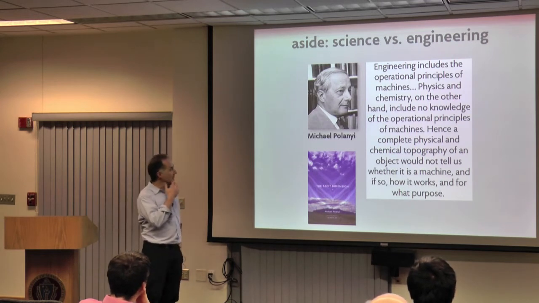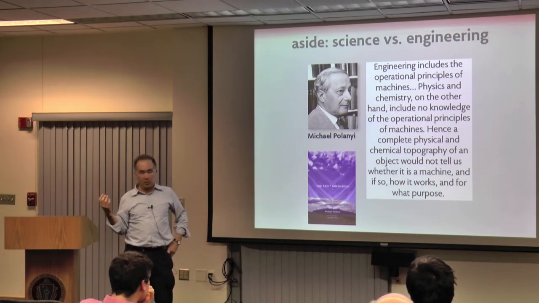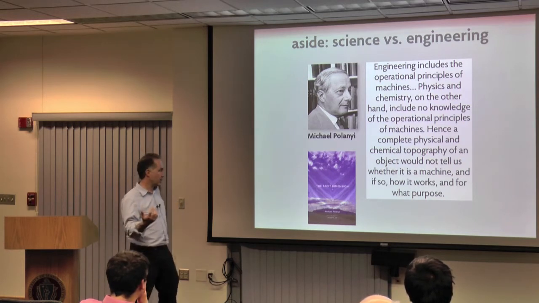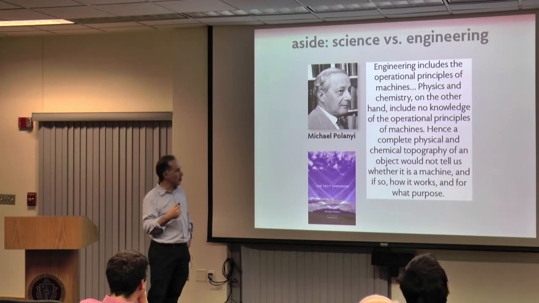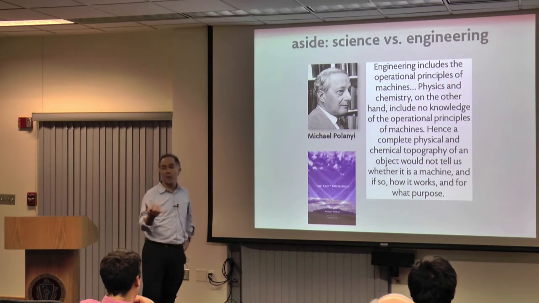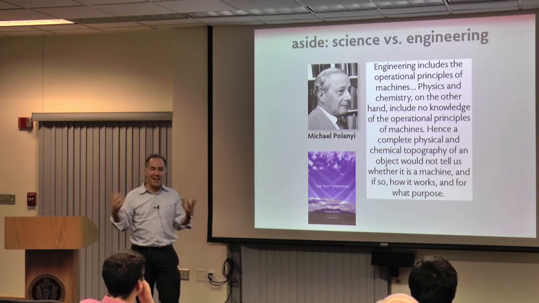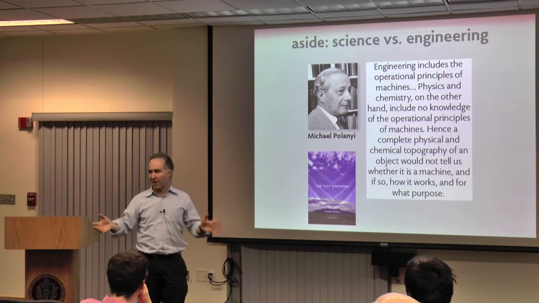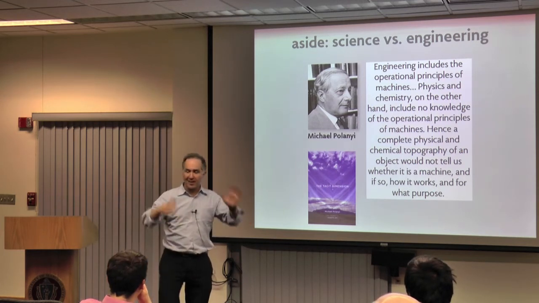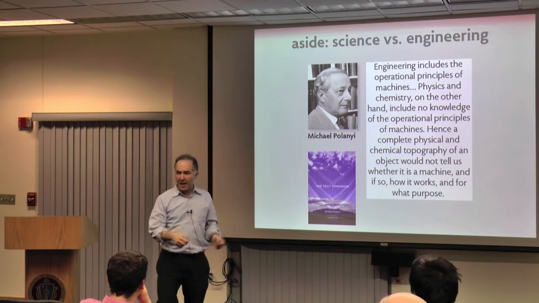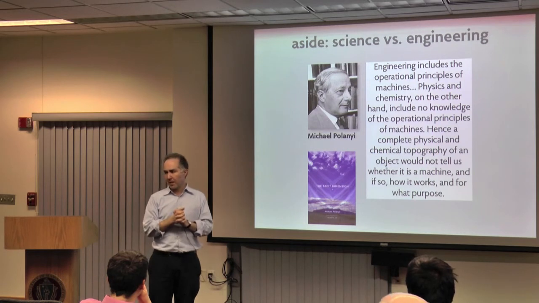As he puts it, engineering includes the operational principles of machines. Physics and chemistry, on the other hand, include no knowledge of the operational principle. Hence, a complete physical and chemical topography of an object would not tell us whether it is a machine, and if so, how it works and for what purpose. So the way I like to imagine this is imagine a thought experiment in which you took a 19th century logician, maybe Charles Peirce, right, or maybe a little later Bertrand Russell, or whatever, right, and you took this logician and you put them down in front of Facebook, right, and they said, what's this tagging thing?